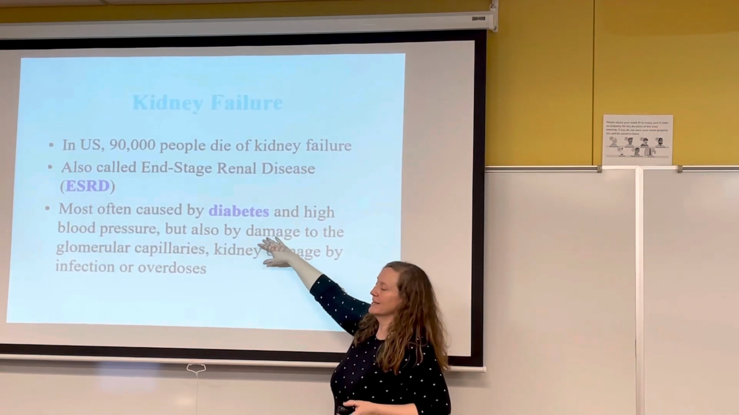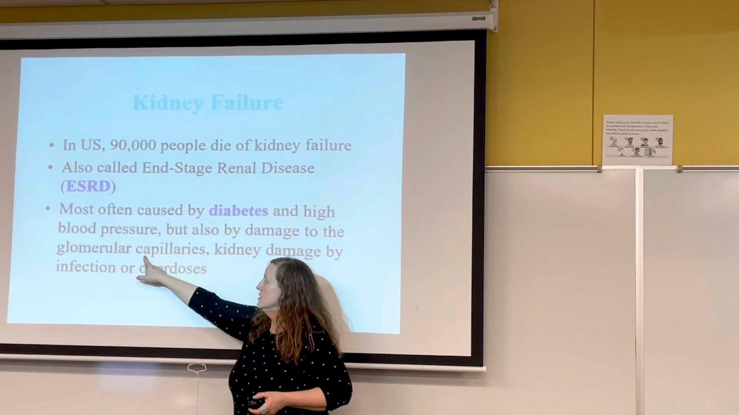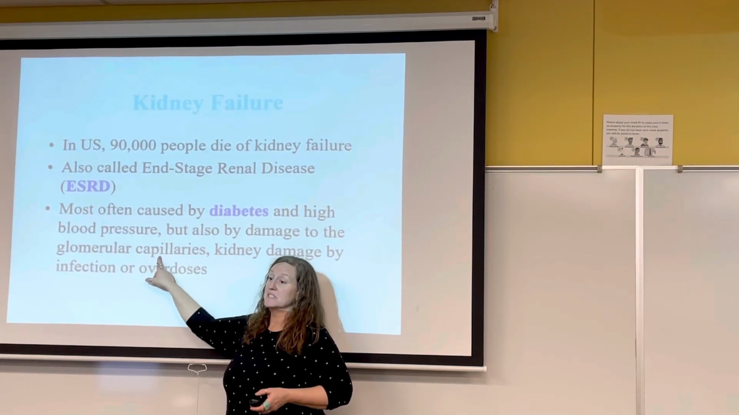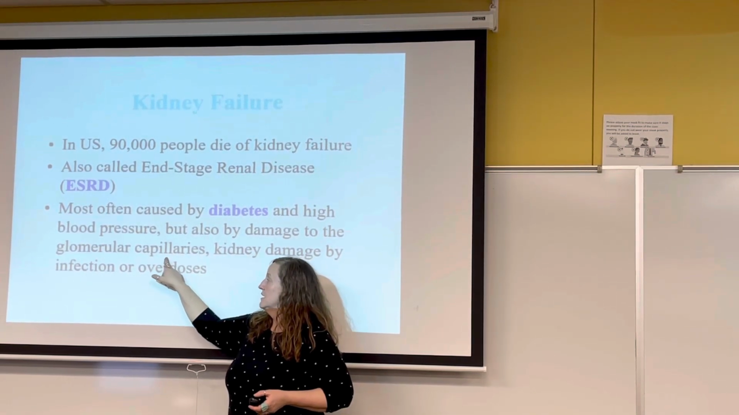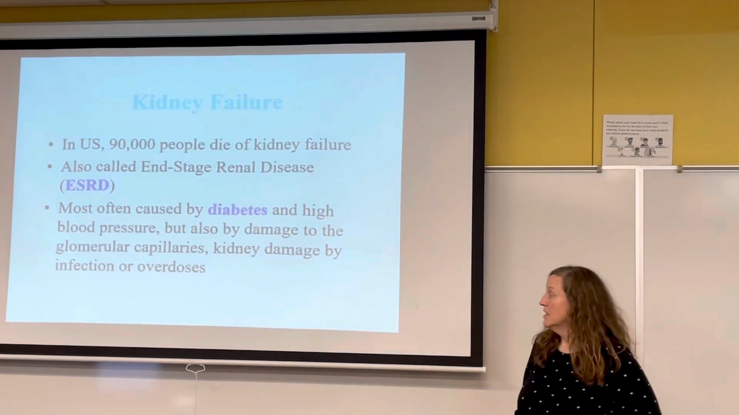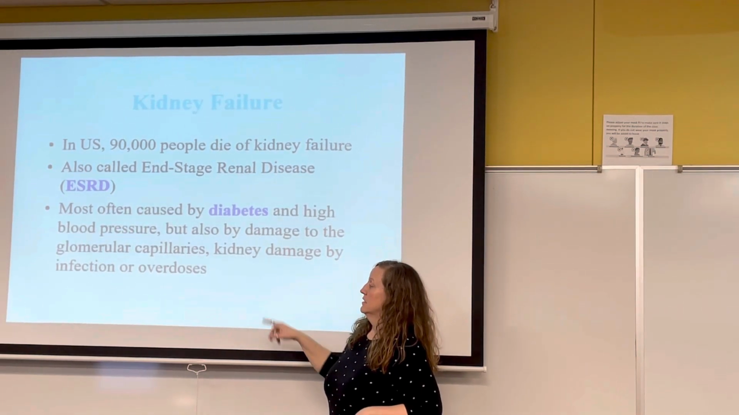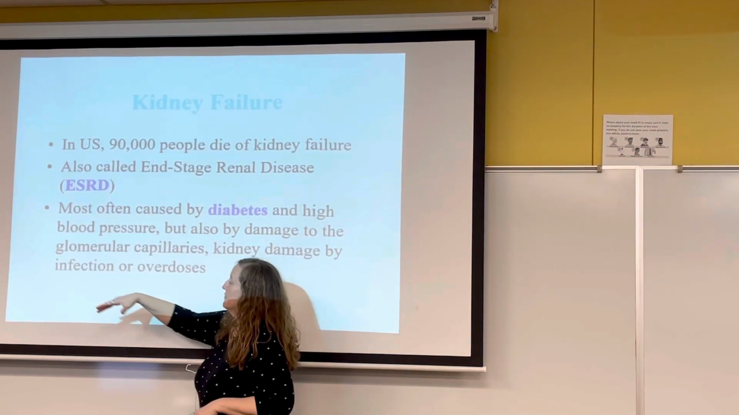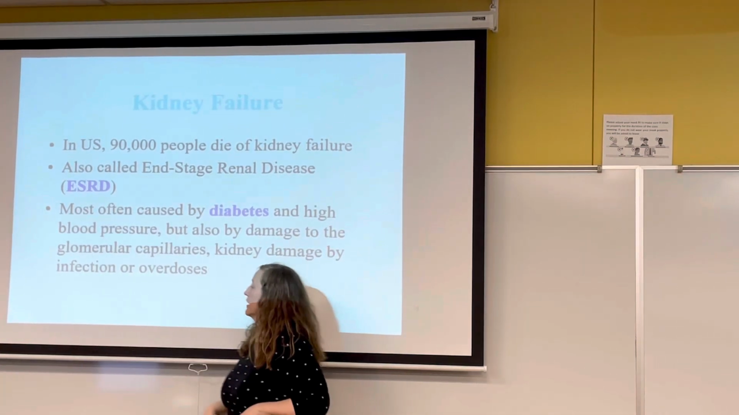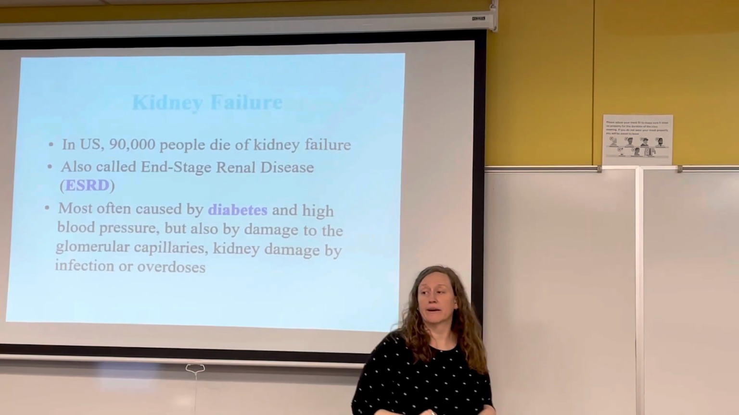What can happen is you get damage. When we're talking about either diabetes or blood pressure, you can damage blood vessels. Specifically, what happens here in the kidneys is in the glomerulus, the capillaries are damaged, and that is what we call kidney damage. Also, infection. Kidney infections can accelerate this. And then also overdoses or drug addicts.